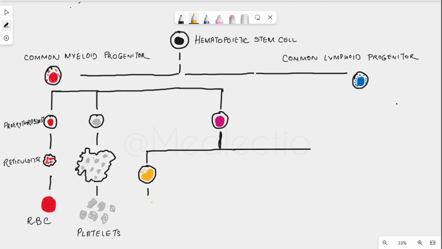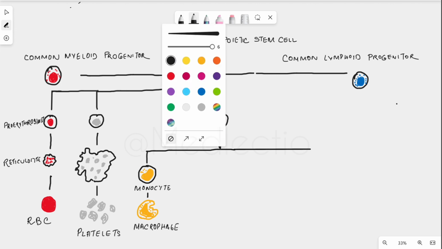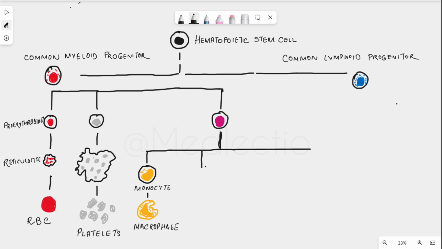So here we get our monocyte and then our macrophage, the guy who is responsible for all the phagocytosis for your immunity in your body. Okay, so this one is monocyte, and then macrophage.